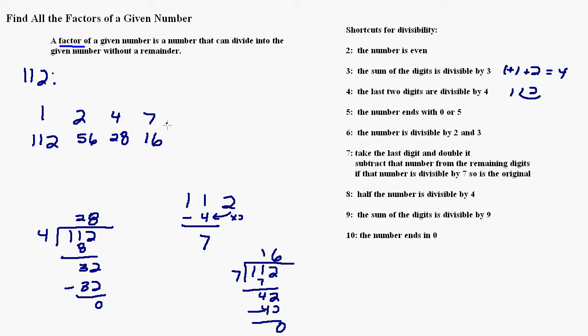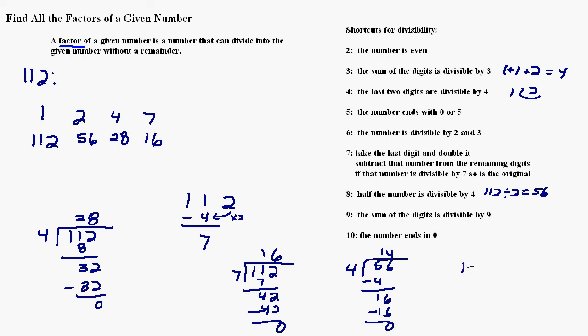This is getting close here. See, we only have to check numbers between 7 and 16 now. 8, half the number is divisible by 4. All right, so half this number is 56. Is that divisible by 4? Well, let's check it out. 56 divided by 4. Looks good. Looks like it is, so yes.